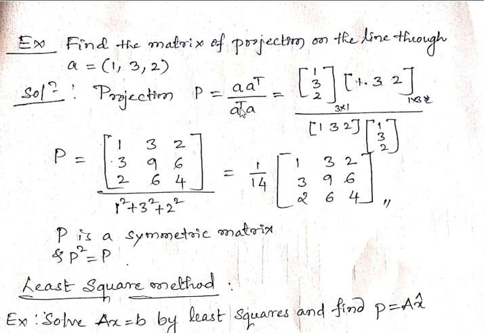The denominator, A transpose A, is nothing but the row matrix (1, 3, 2) times the column matrix. After multiplying, we get the result as 1 by 14 times this matrix. P is always a symmetric matrix, and P squared is equal to P. So the projection matrix on the line through A is this matrix.